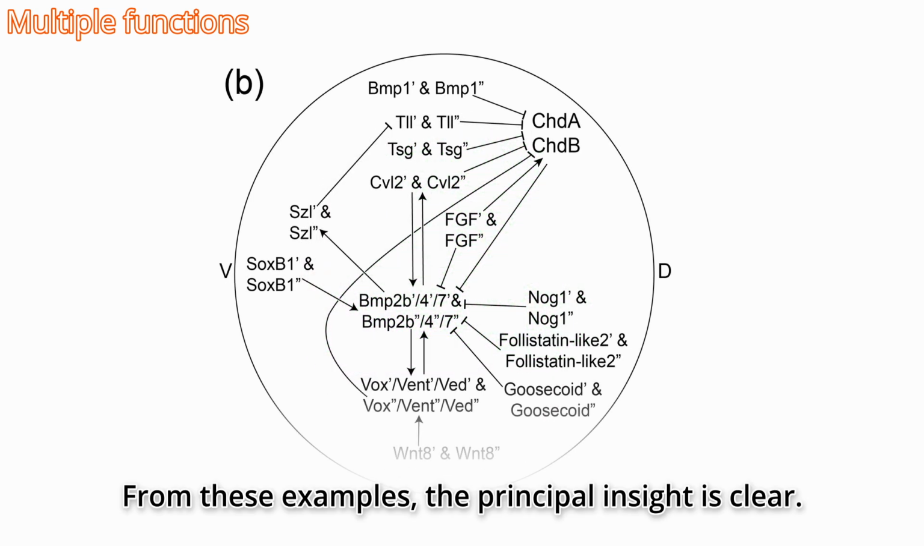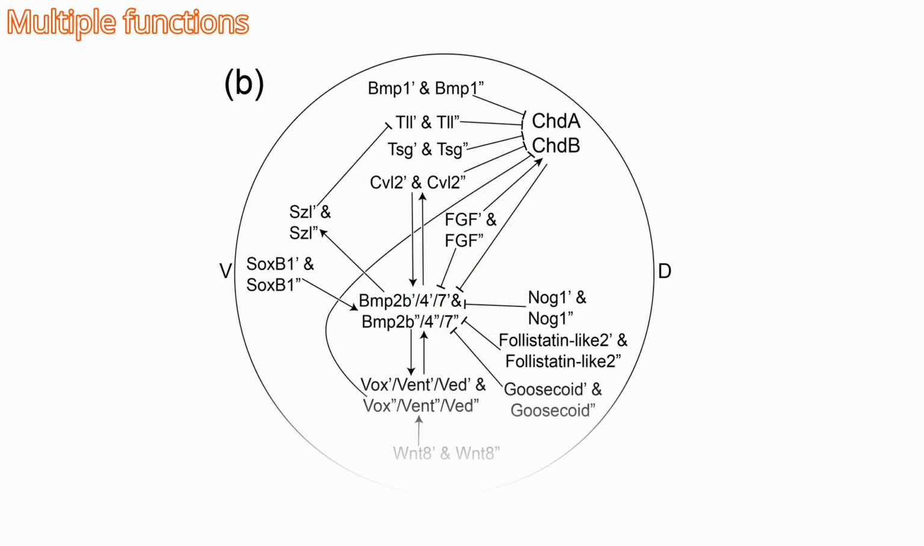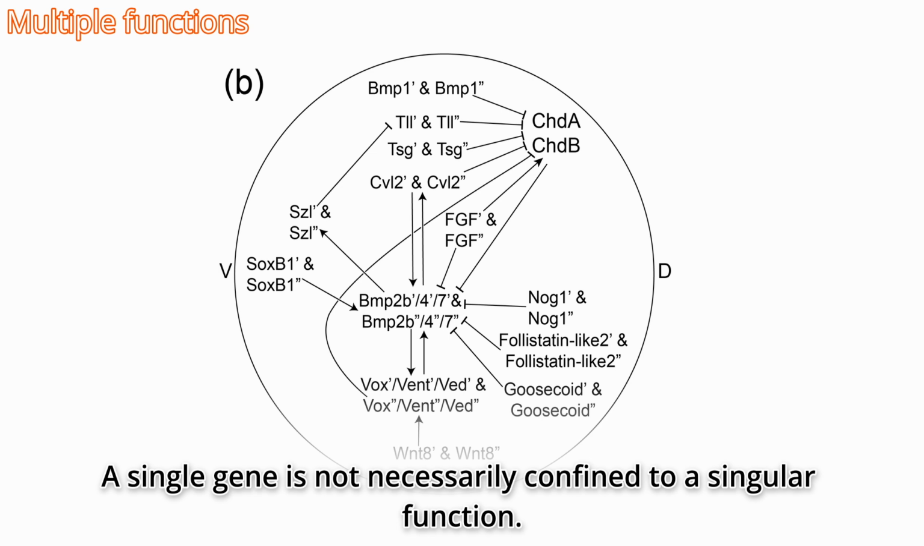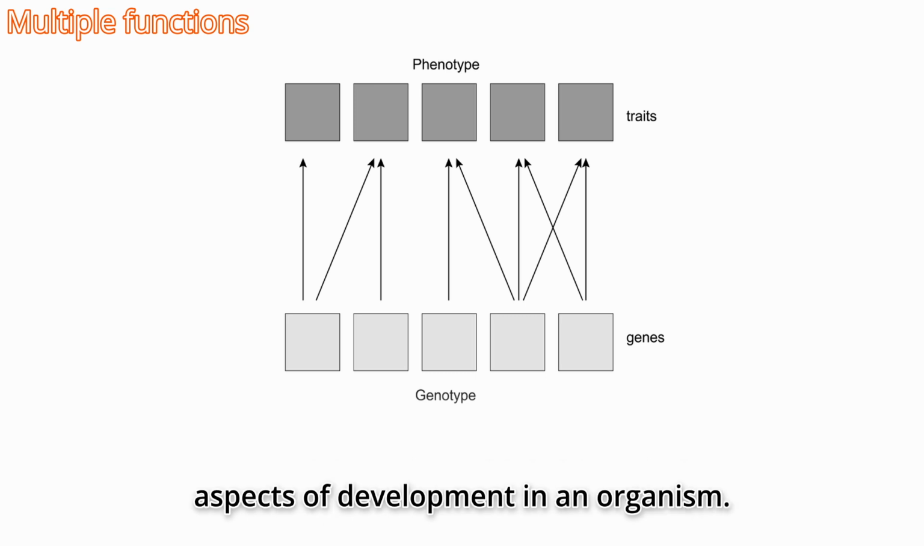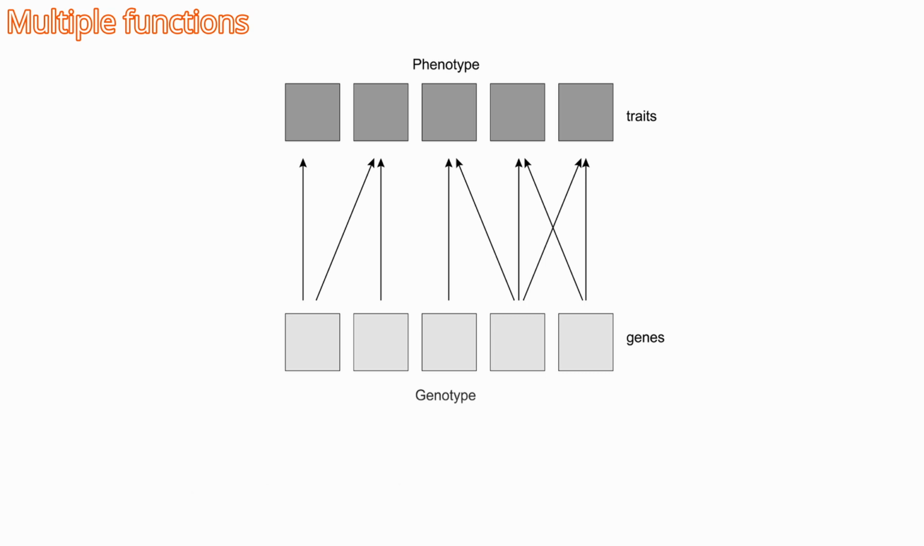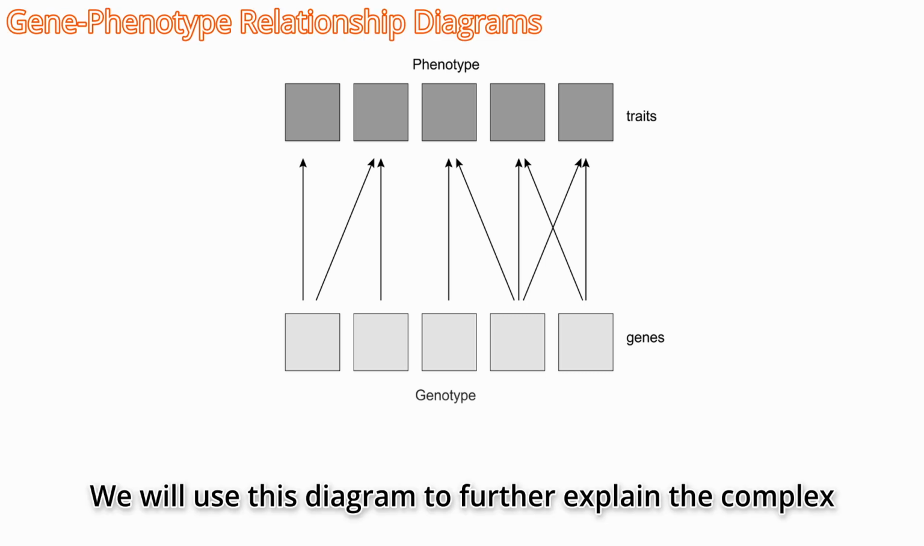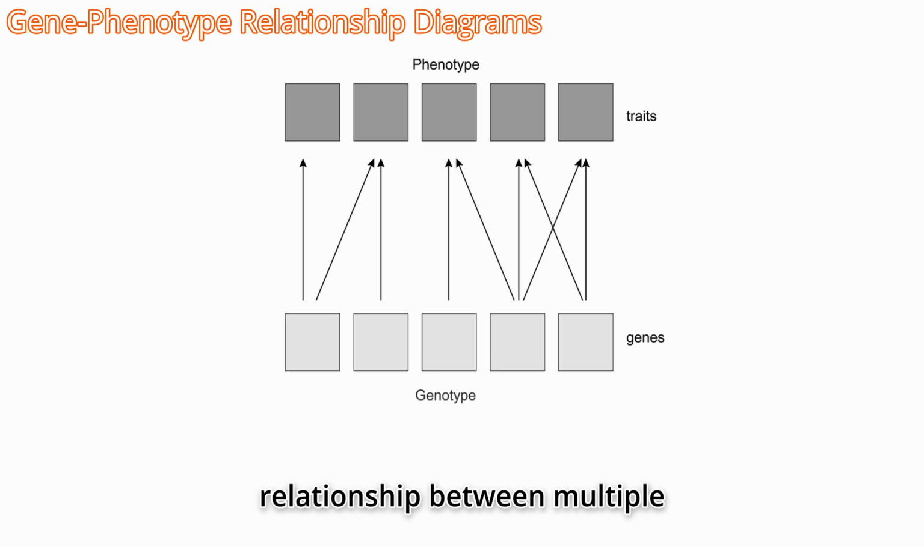From these examples, the principal insight is clear. A single gene is not necessarily confined to a singular function. Instead, genes often participate in multiple biological processes, influencing different aspects of development in an organism. We will use this diagram to further explain the complex relationship between multiple genes and multiple phenotypic traits.